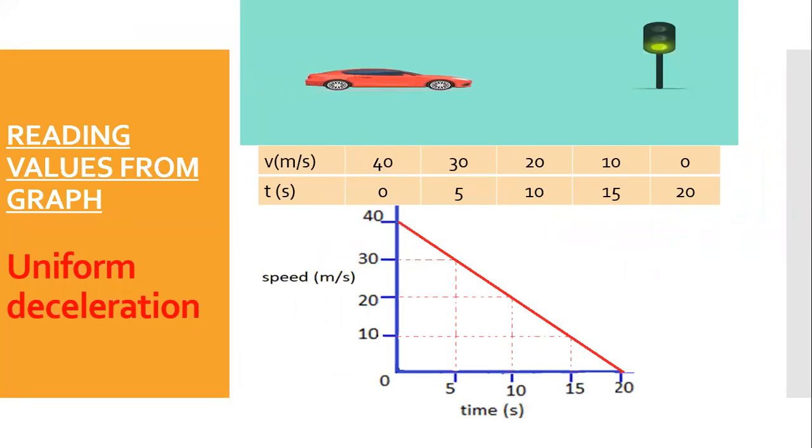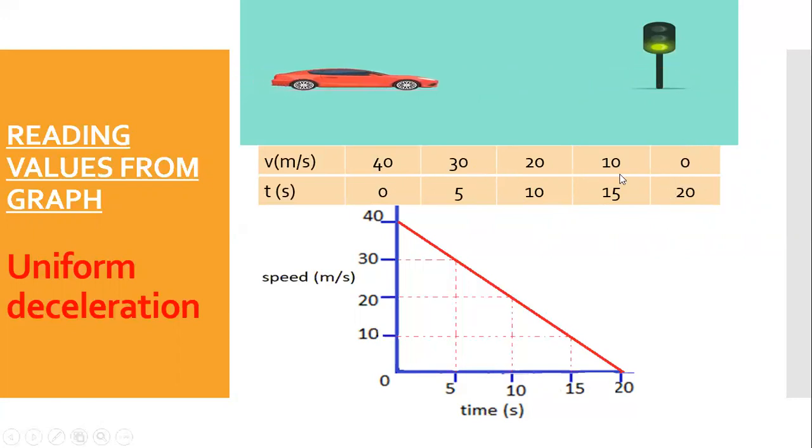Now, let's see another example, when the motion of a car is decelerating. Let's suppose the car was moving with 40 meters per second, and at time t0 you observed it and it was moving with 40. Then after every 5 seconds you noticed that its speed decreased. After 5 seconds its speed was 30, after 10 seconds it was 20, after 15 seconds it was 10, and after 20 seconds it was 0.